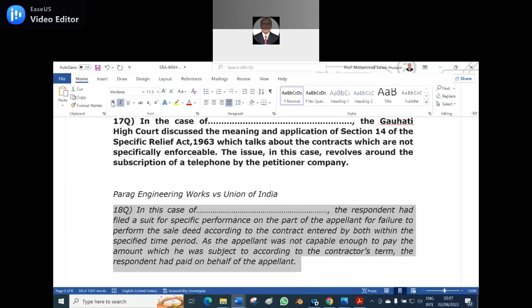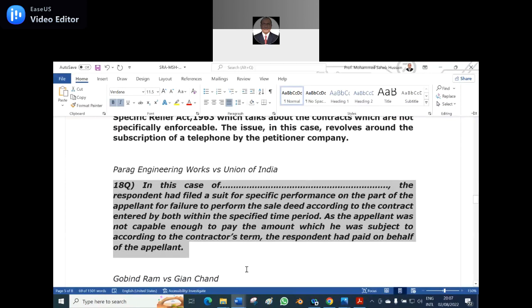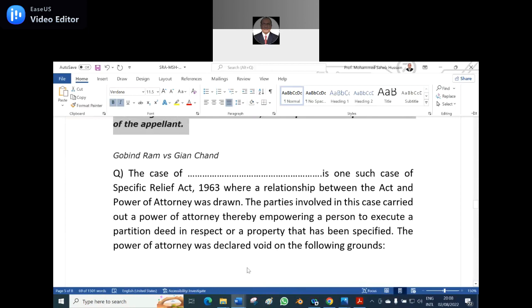yes, the respondent had filed a suit for specific performance on the part of the appellant for failure to perform the sale deed according to the contract entered by both within the specified time period, as the appellant was not capable enough to pay the amount which he was subject to according to the contract's terms; the respondent had paid on behalf of the appellant. And it is observed in Gobind Ram versus Gyanchan. That is observed in that case law. So that is the 18th.